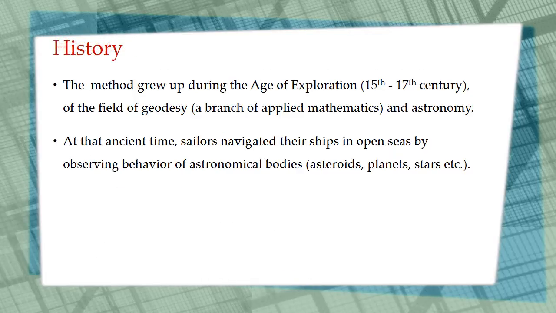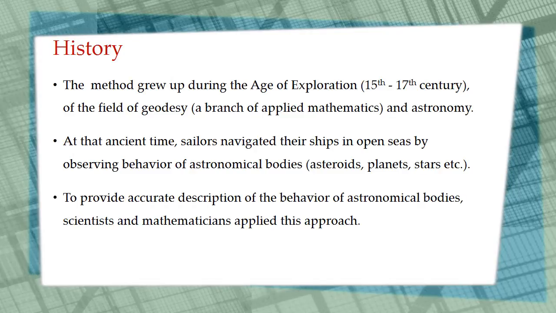Now its history. This method grew up during the age of exploration, that means within the 15th to 17th century, in the field of geodesy, that's a branch of applied mathematics, and in the field of astronomy. At that time, sailors navigated their ships in open seas by observing the behavior of astronomical bodies that includes asteroids, planets, moons, stars, etc. To provide accurate description of the behavior of these astronomical bodies, scientists as well as mathematicians applied this approach.